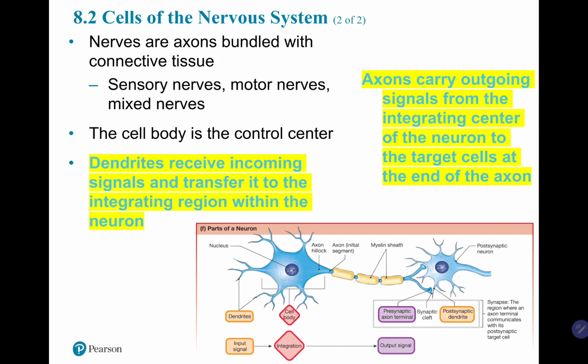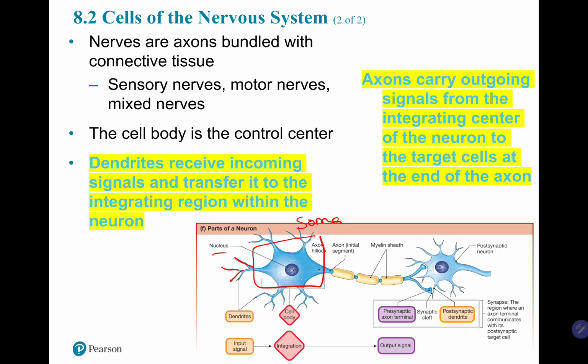Nerves are basically a bundle of axons, bundled in connective tissue, right? The epineurium, perineurium, and endoneurium. We have sensory nerves, motor nerves, and mixed nerves. The cell body is going to be the control center. The cell body is the soma, right? That's going to contain the nucleus, okay?